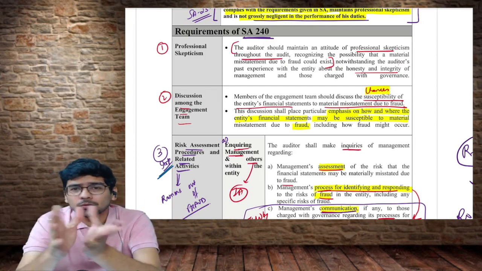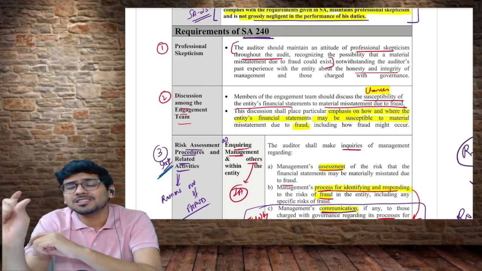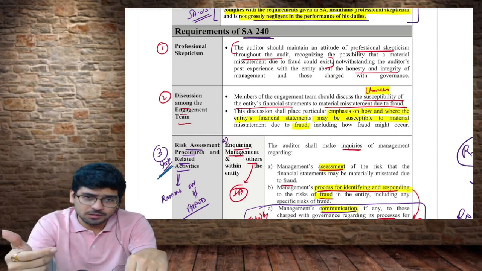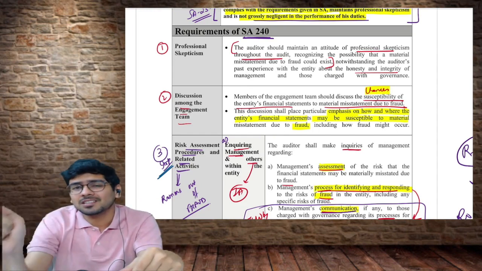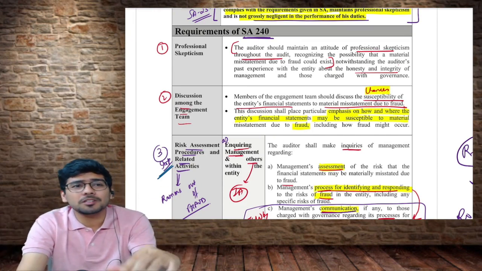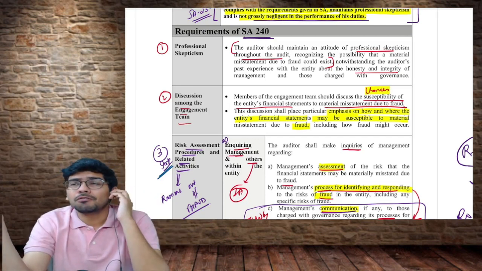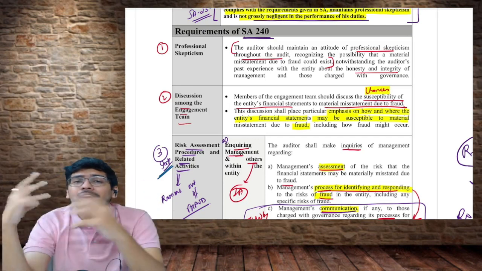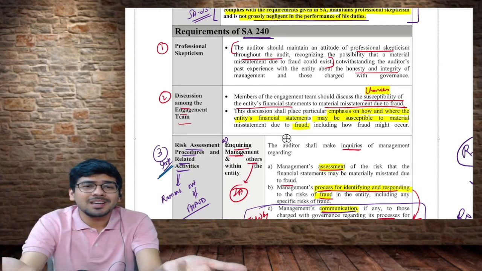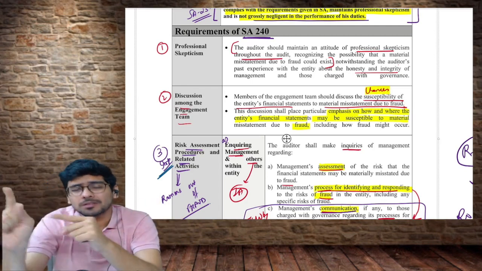Third point, analytical procedure. I do it, I find fluctuations, I determine that this ROMM is high. Now I need to evaluate whether this ROMM is because of fraud. If there are a lot of fluctuations in the revenue items, this might indicate that this ROMM is because of fraud. Fourth point, other information. If I obtain other information, let's say industry standards, industry regulatory information, or if some FIR was filed against the company with respect to some fraud, all these things will help me in determining ROMMs due to fraud.